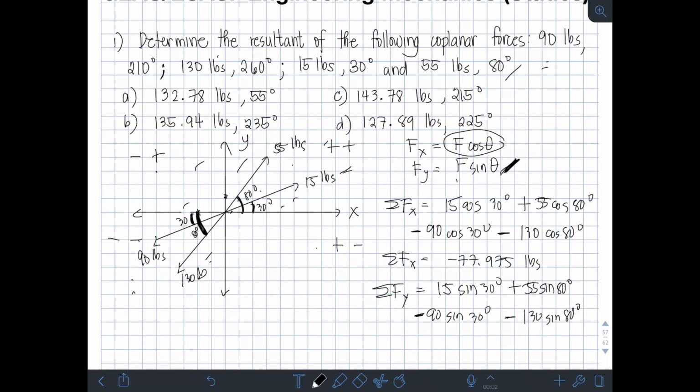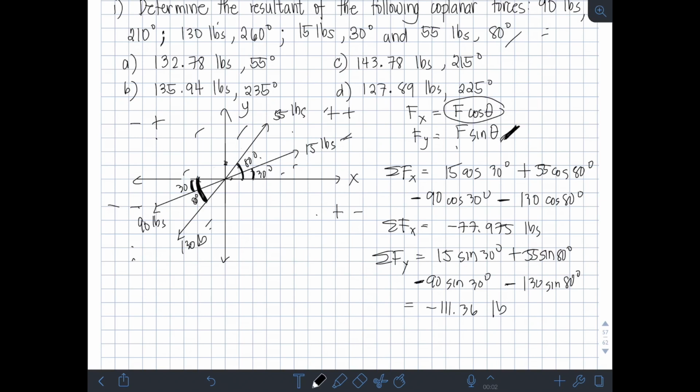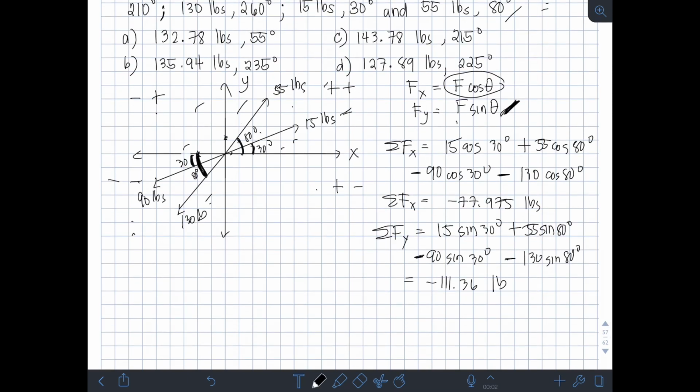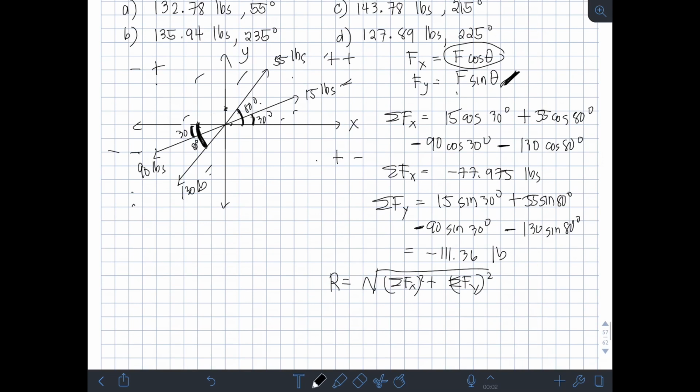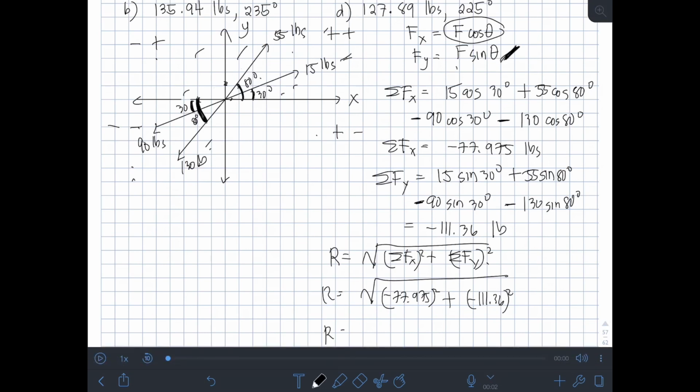So again, pag kinompute natin to sa calcu, ang masasolve nating value is approximately negative 11.36 pound. Okay? Ngayon, hindi pa tayo tapos kasi ang magiging final answer dapat natin is gagamit pa tayo ng Pythagorean theorem. So, yung pinaka-resultant natin is square root nung summation ng force along x squared plus summation of force along y squared. So, pag kinuha natin yan, we have square root of, yung summation ng fx natin is negative 77.975 squared, plus summation ng y natin is negative 111.36 squared. So, using calculator, ano yung resultant natin?